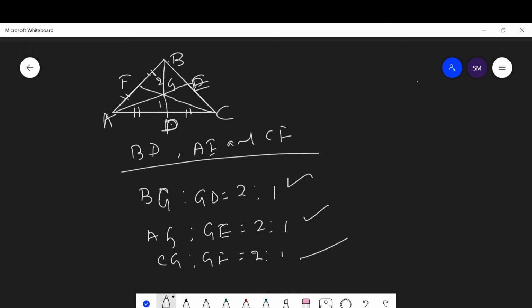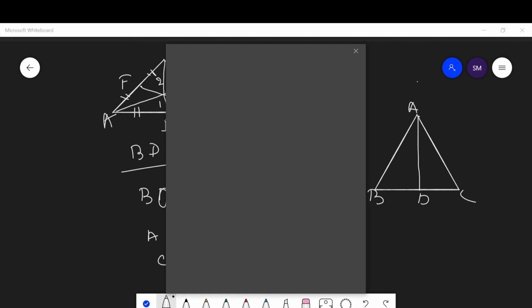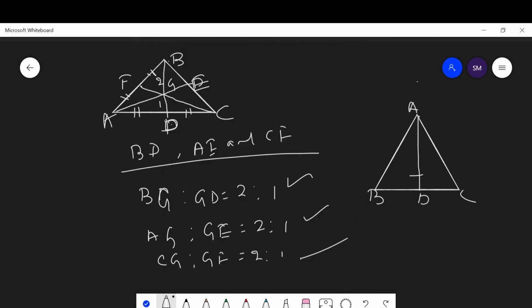The medians of an equilateral triangle are of equal length. The medians to the equal sides of an isosceles triangle are of equal lengths. The median to the base of an isosceles triangle is perpendicular to the base. Suppose ABC is an isosceles triangle. AD is the median to BC. Then this is perpendicular to the base BC. This means this angle is a right angle.